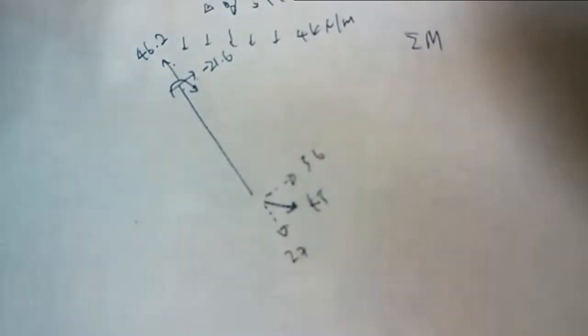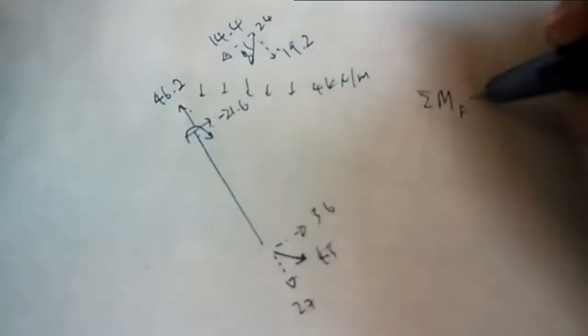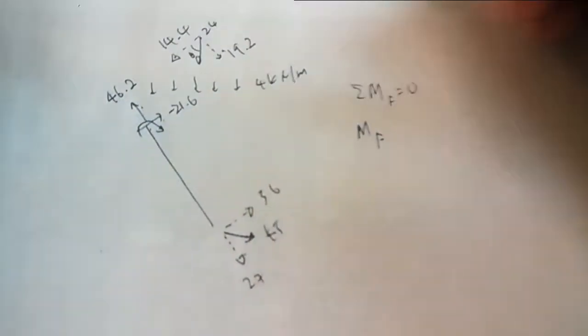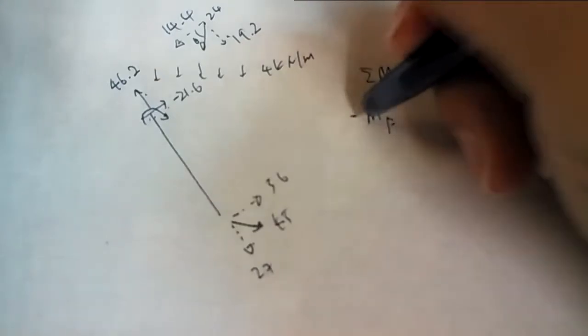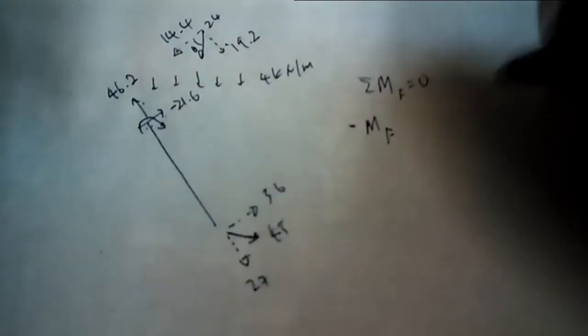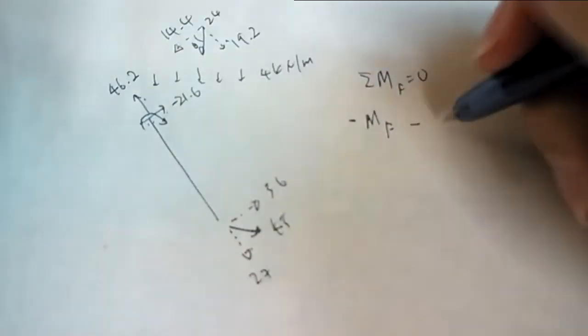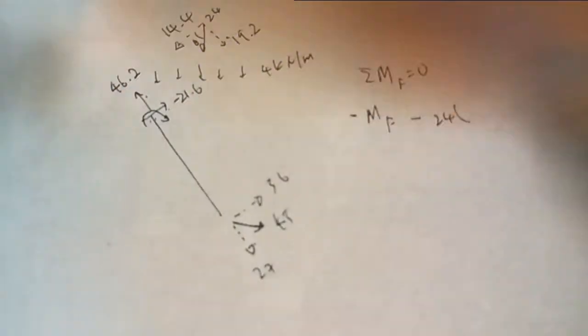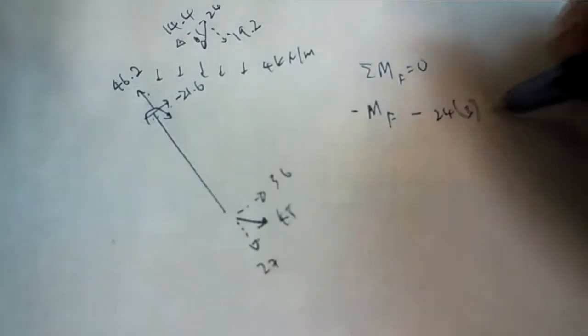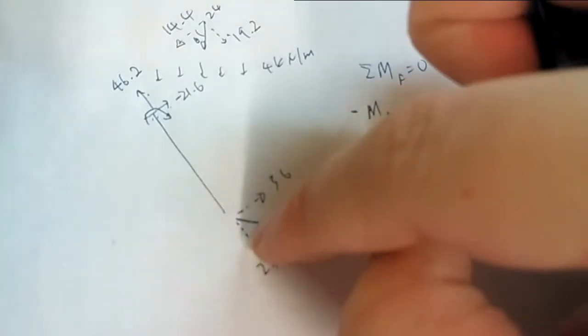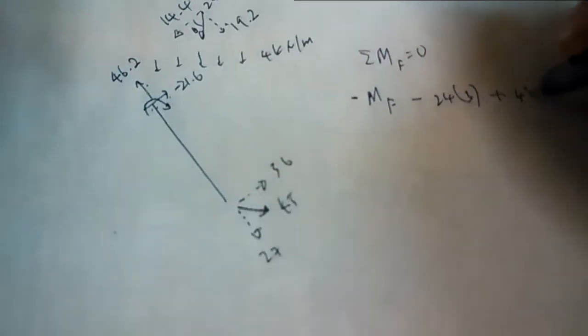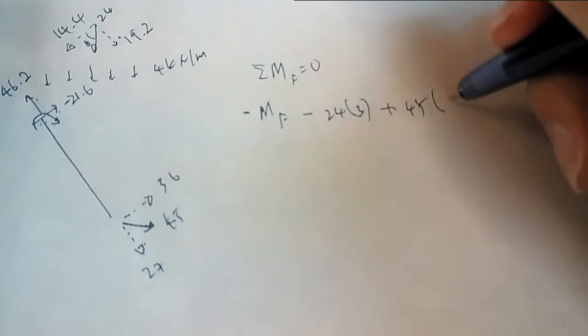If you want to know the bending moment, okay, let's take summation of M at point F equal to 0. How can we do this? Okay, it's still very simple. Let's say this MF is negative, because it's clockwise. Then minus 24 times the moment arm, which is 3, and then plus the loading 45 times the moment arm, which is 8 meters, is equal to 0.